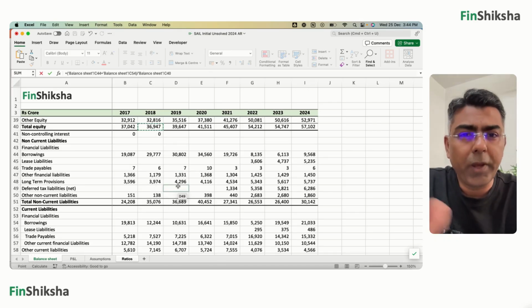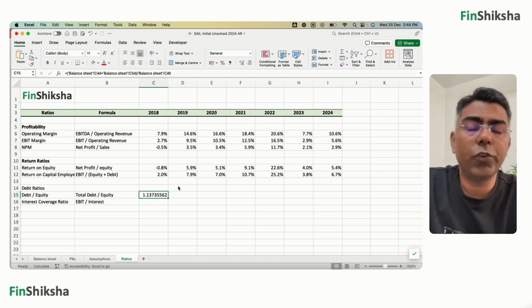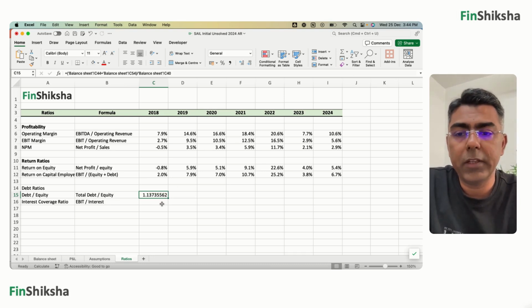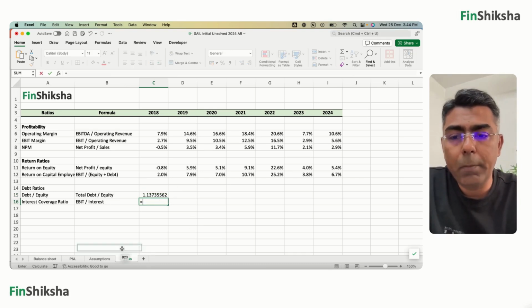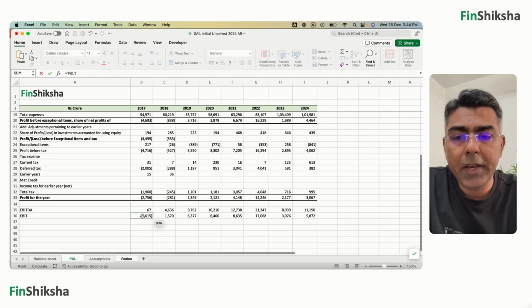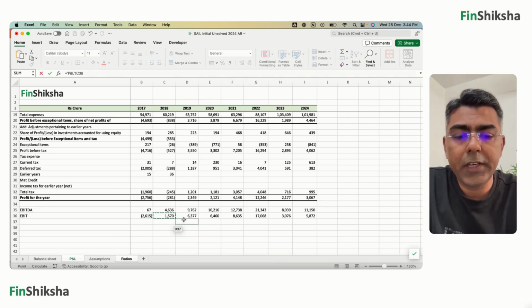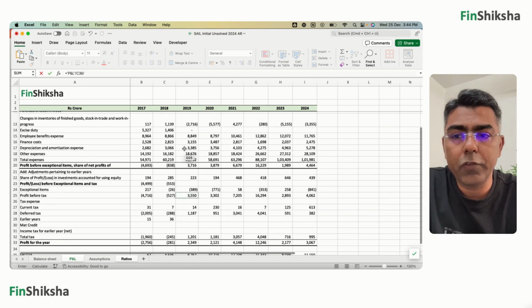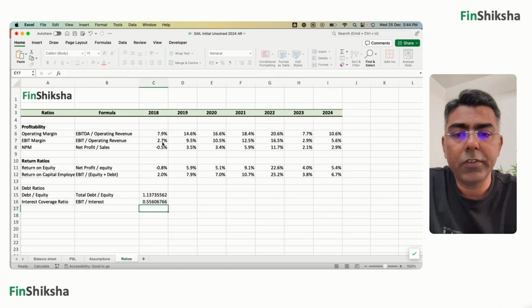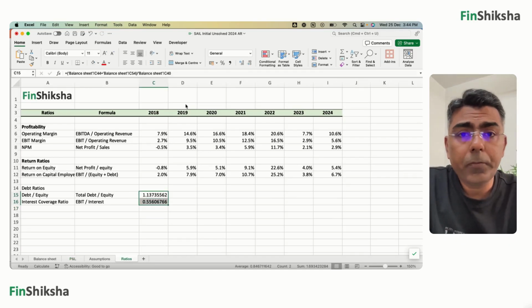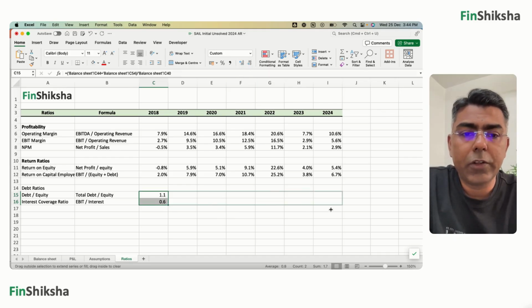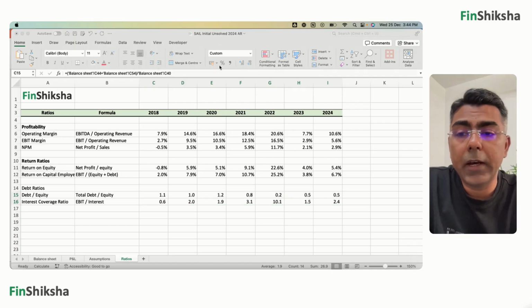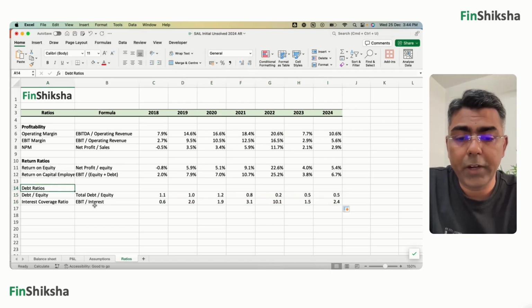You can also use market cap, by the way, but because we are using financial statements, we will basically stick to that. And EBIT upon interest on the P&L will be my EBIT, 2018 EBIT divided by the finance cost for that year, which is this number. So EBIT doesn't cover finance cost for sale in that particular year. I'll just use one decimal, that'll be easier, and drag it on the right side. So that's all my debt ratios that we have calculated.